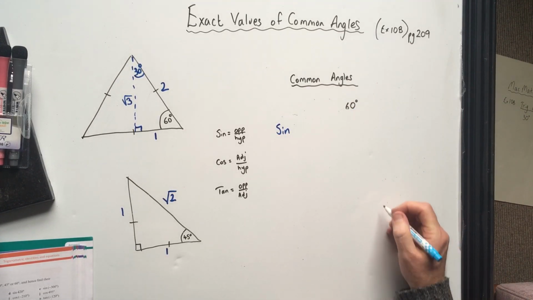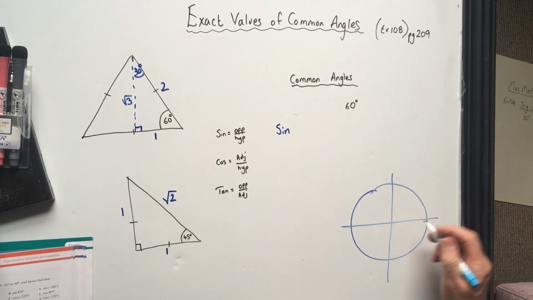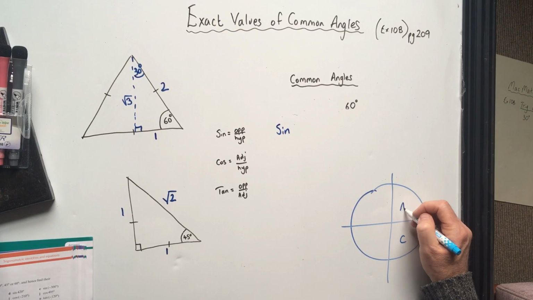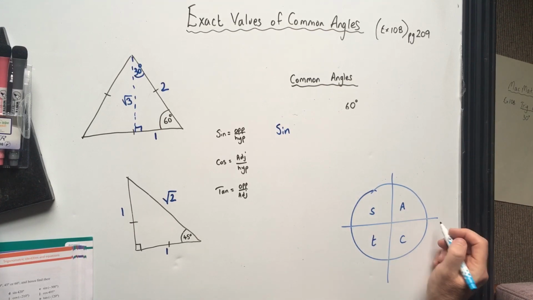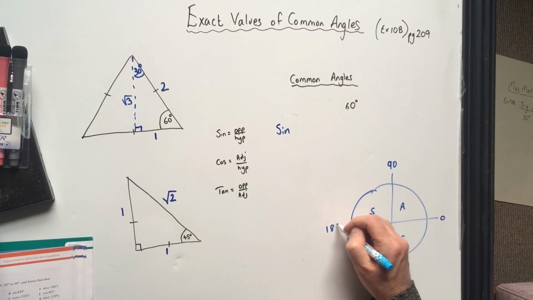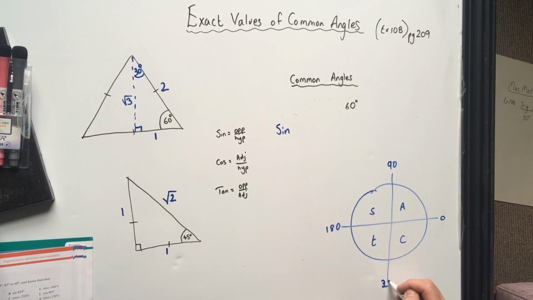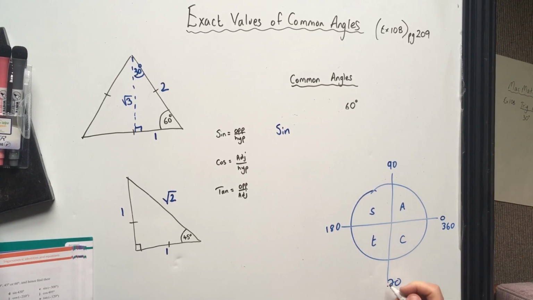When we look at the CAST wheel, there's our cos, all, sine and tan: cos, all, sine and tan, CAST. And when we look at 60 degrees, there's our naught. We go around this way, don't we? 90, 180, 270 and 360.